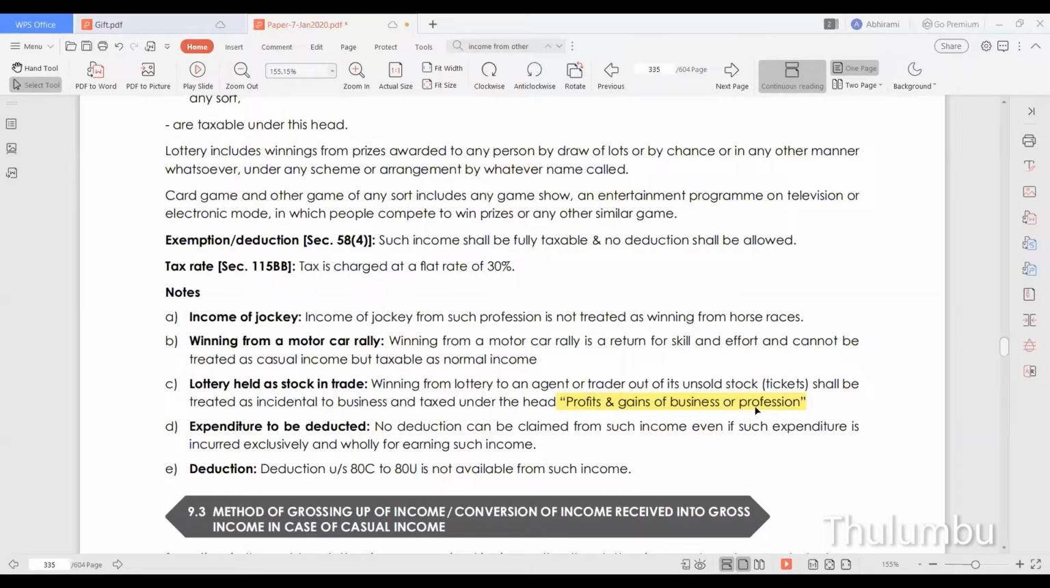இப்ப நான் போய் வாங்குறேன், எனக்கு விழுகுதுன்னா இன்கம் ஃப்ரம் அதர் சோர்ஸ். ஸோ நான் ஒரு லாட்டரி டிக்கெட் டீலர் ஏஜென்ட். என்கிட்ட இருக்கிற அன்சோல்டு டிக்கெட், விற்காத டிக்கெட்ல இஃப் சப்போஸ் லாட்டரி விழுந்தா இட் இஸ் டாக்ஸபிள் ஆஸ் பிஜிபிபி. எக்ஸ்பெண்டிச்சர் நோ டிடக்ஷன், எந்த எக்ஸ்பெண்டிச்சர் எடுக்க முடியாது. 80C இருந்து 80U டிடக்ஷன் எதுவுமே அவைலபிள் கிடையாது.